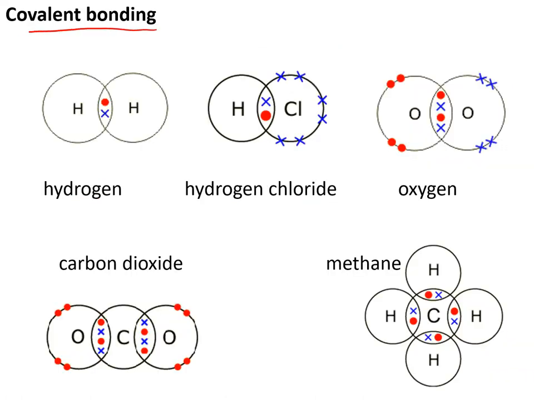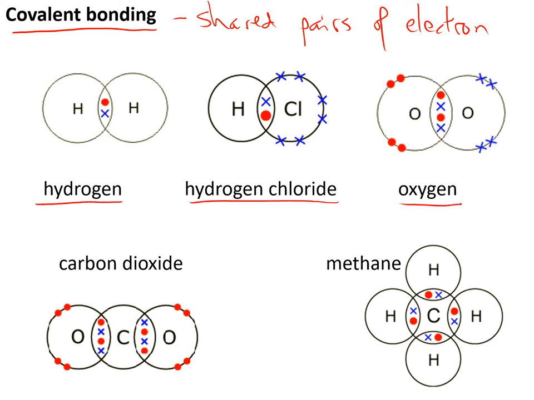Covalent bonding. This is bonding involving shared pairs of electrons. Okay, so a covalent bond is a shared pair of electrons. To go into detail takes a long time with this. So I think there's a real case here for just memorizing each of these structures. So these are the ones the syllabus requires you to know: hydrogen, hydrogen chloride, oxygen, carbon dioxide, and methane.